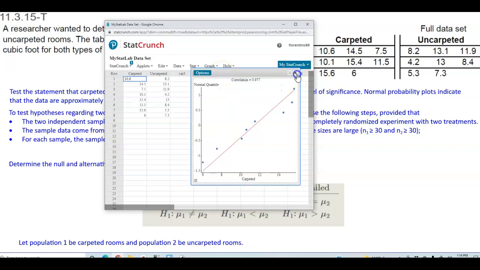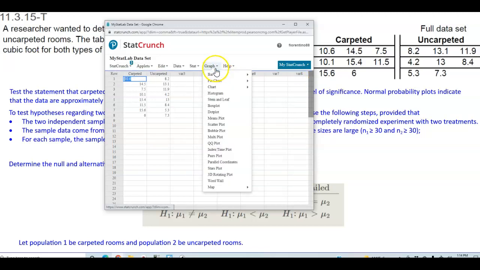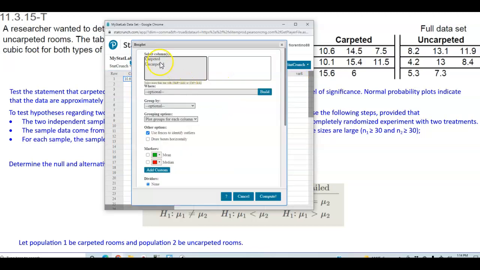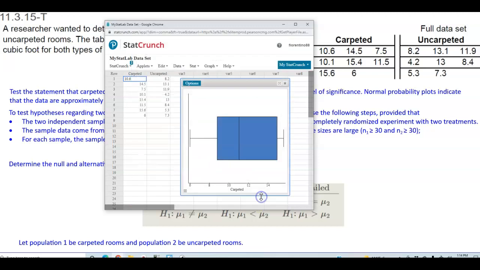Okay, now let's go ahead and check out the box plots. So we're going to go ahead and graph. We're going to select box plots. Go ahead and do the carpeting. We're going to draw the boxes horizontally. Okay, and let's go ahead and compute, and we can see that there are no outliers in this box plot.